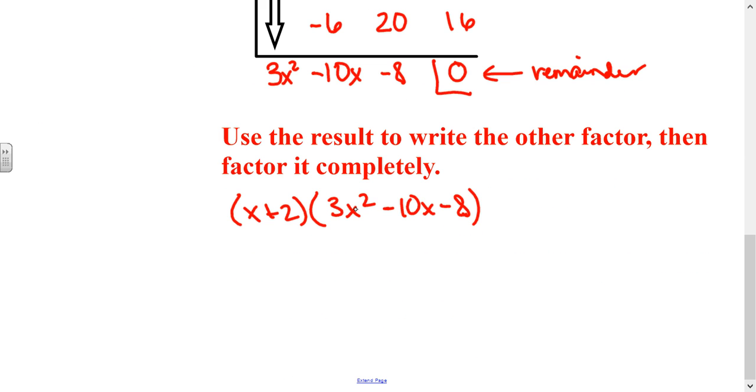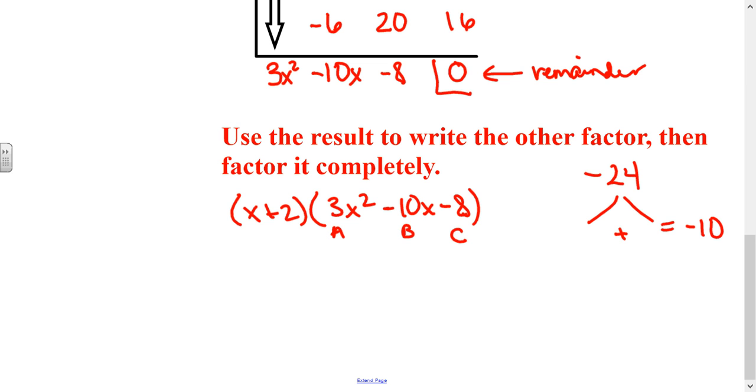So is this part factored completely? Well, let's see if I could factor that. Now this one has a number in front of the x squared. So if there's a number in front of the x squared, how do we have to factor it? We have to use a particular method called the AC method. So remember, this is A, B, and C. So we take A times C, which would be negative 24.